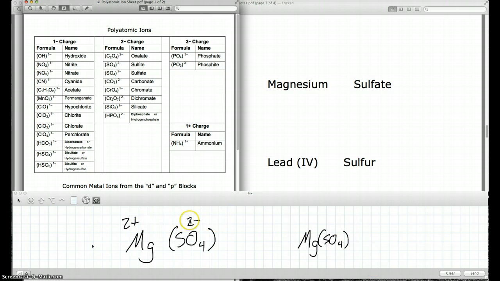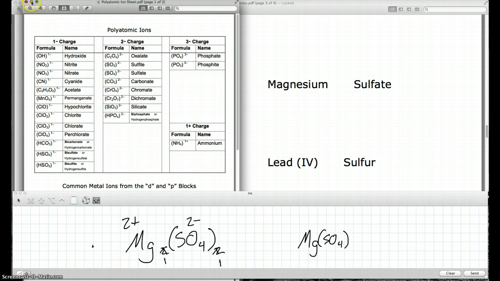out. Another way to think about it is if we did the switch trick, the 2 would go here, that 2 would go here. Well, one thing we always want to do is we always want to use the smallest possible ratio. A 2 to 2 ratio is the same as a 1 to 1 ratio. Well, we never write the ones. So there's a 1 there, there's a 1 there. We assume they're there. MgSO4 is our final answer there.